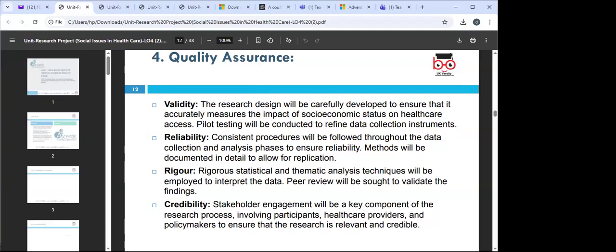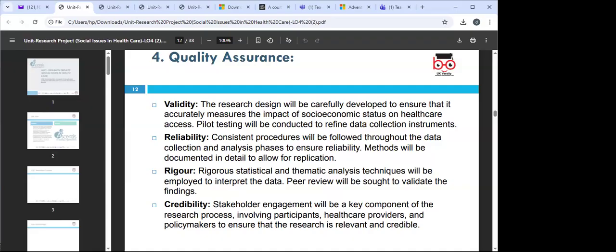So quality assurance. In quality assurance, we look into the validity of the project work, the reliability, the rigor, and credibility. I've mentioned this already. I say validity because we can validate the source of the research that you seek to talk about. It's validatable. The university or your tutor can cross-check and see what has been done.